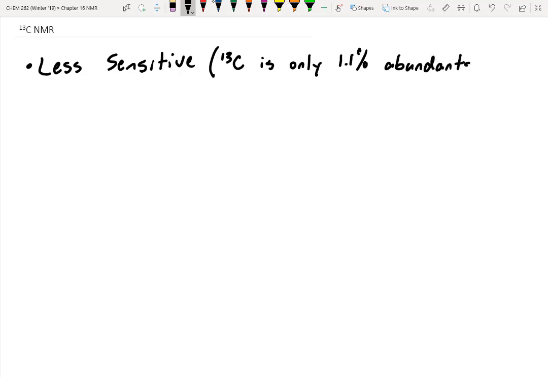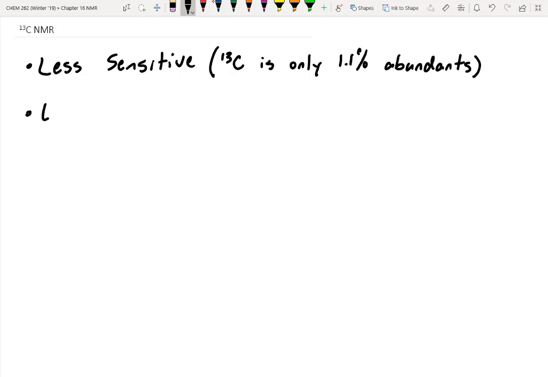Which means a few things. If this experiment is less sensitive, maybe instead of running one scan, you have to run 100 scans. Meaning take 100 different spectra and then average them out. That way you can subtract out the noise as much as possible. In fact, on our NMR upstairs, you would probably have to run your carbon NMR overnight to get a decent spectrum. It takes much, much longer to acquire a carbon-13 spectrum.